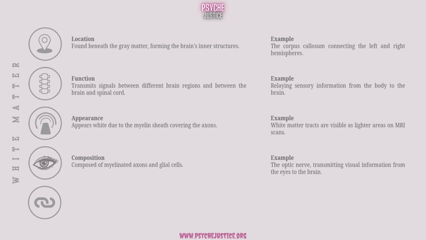White matter is composed of myelinated axons and glial cells. For example, the optic nerve, transmitting visual information from the eyes to the brain. White matter facilitates communication and coordination between different gray matter regions. For example, connecting motor areas in the brain with muscles.